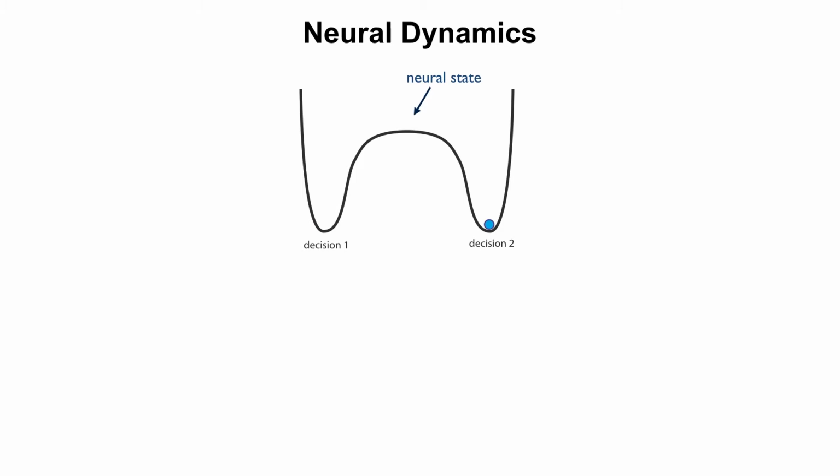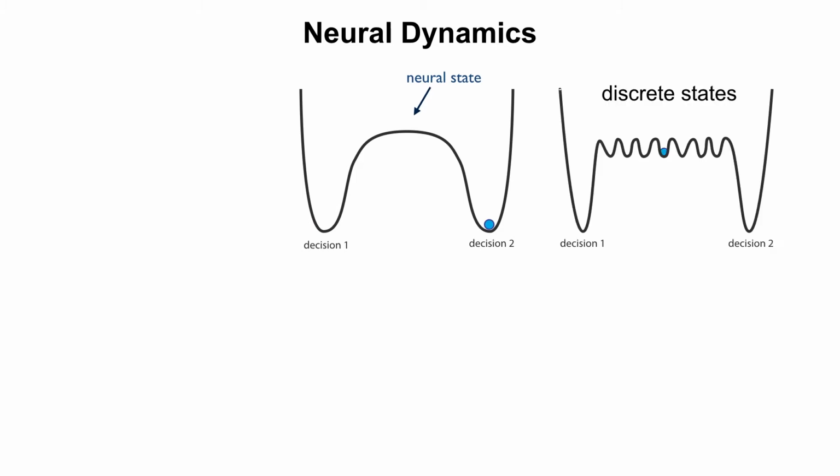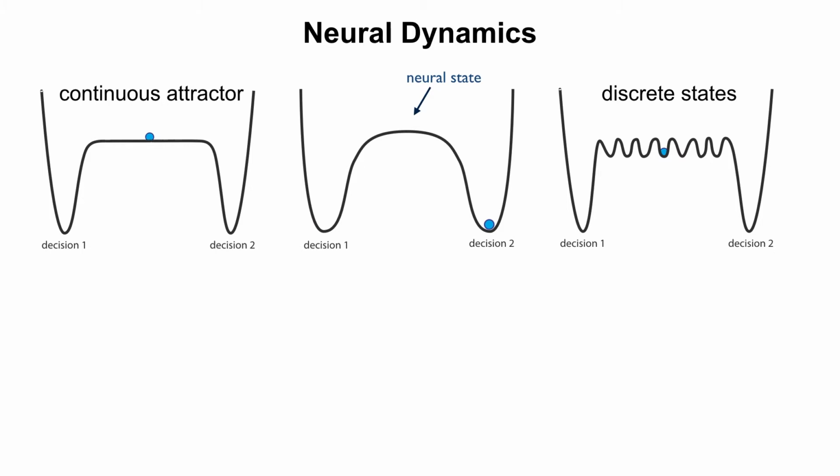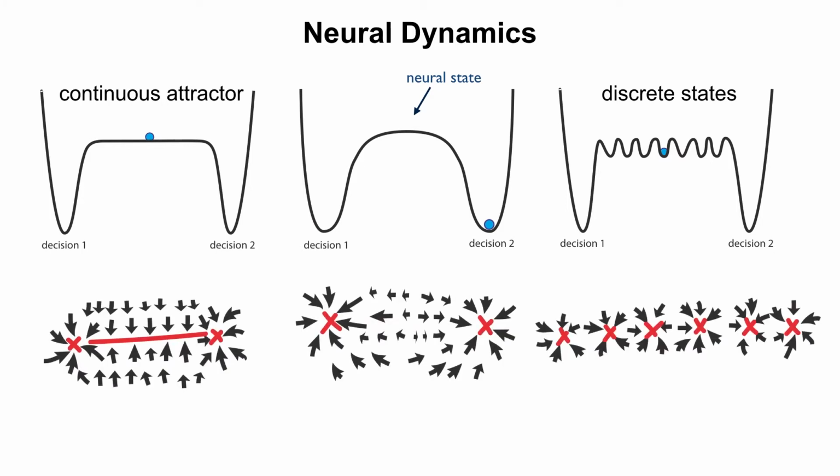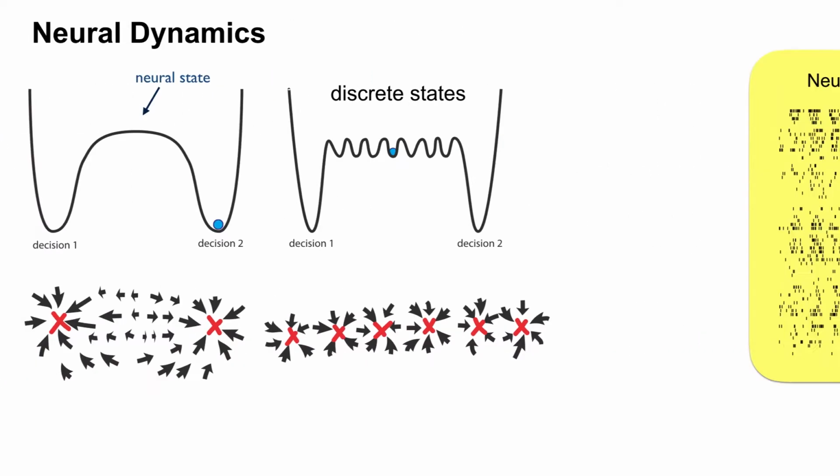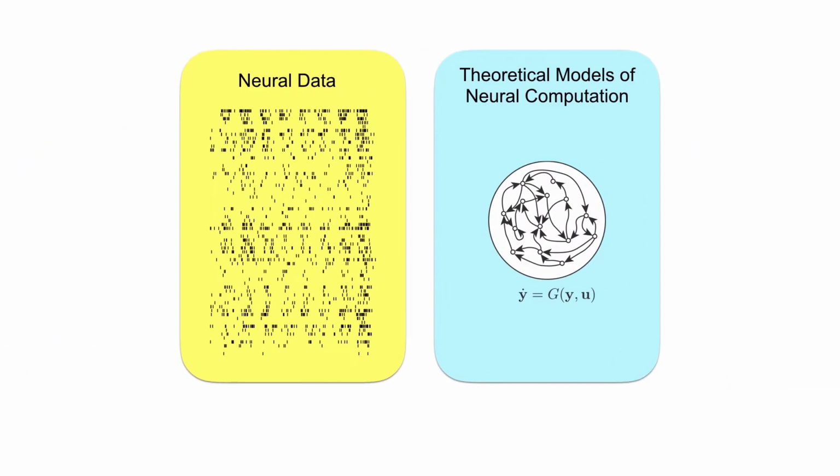We can use a set of discrete intermediate stable states, or a continuous attractor where any intermediate state is stable. We can draw the vector field that represents the dynamics which dictates how neural trajectories evolve over time in this neural state space, and we can expand this to multiple dimensions. So, how do we connect these theoretical models of neural computation to the actual neural data?